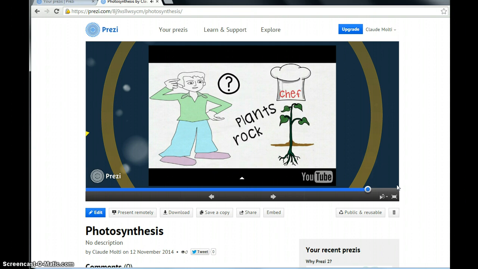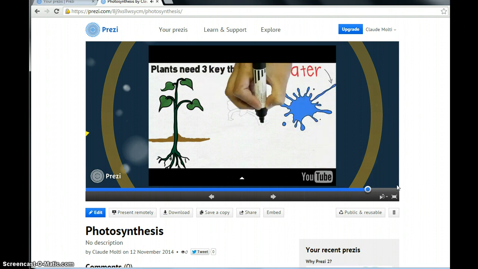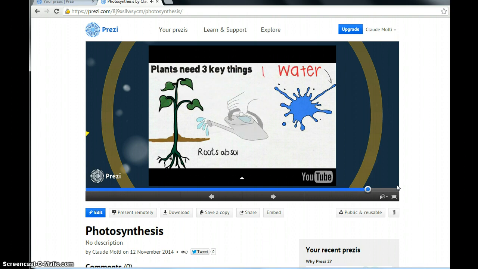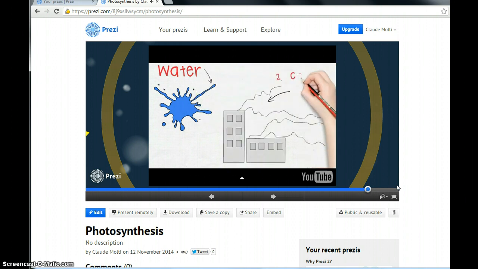My name is Ayush Sinha. Plants need three things to make food. The first, you guessed it, is water. When you water a plant, its roots absorb water from the soil. The water is then passed on to the stem, which in turn passes it on to the leaves of the plant. The second thing plants need to make their food is carbon dioxide.